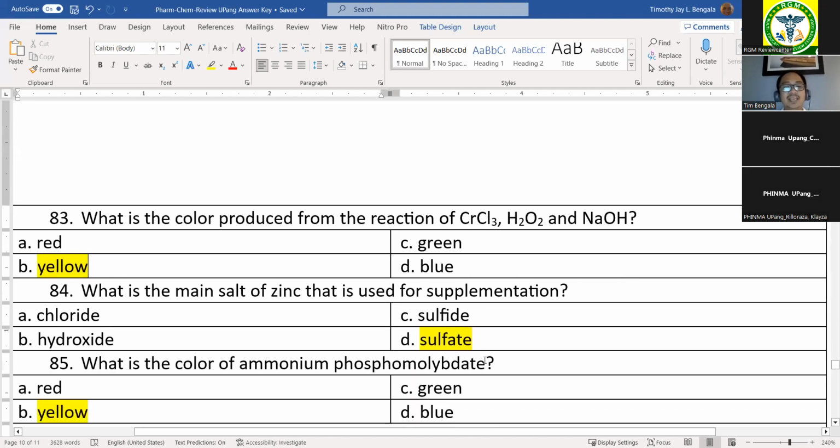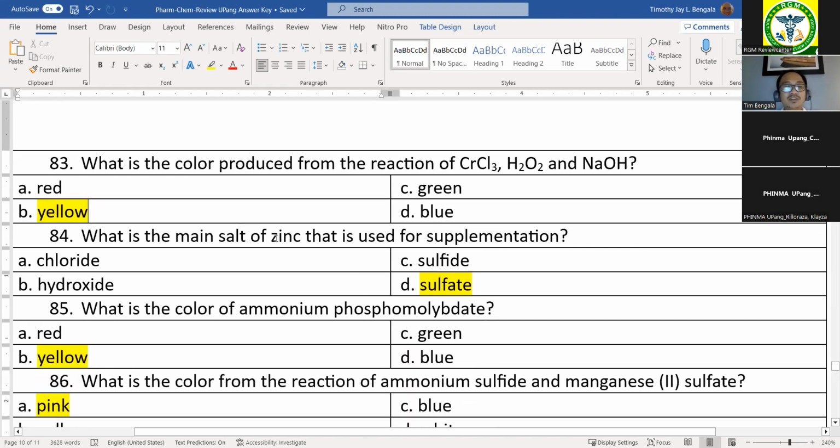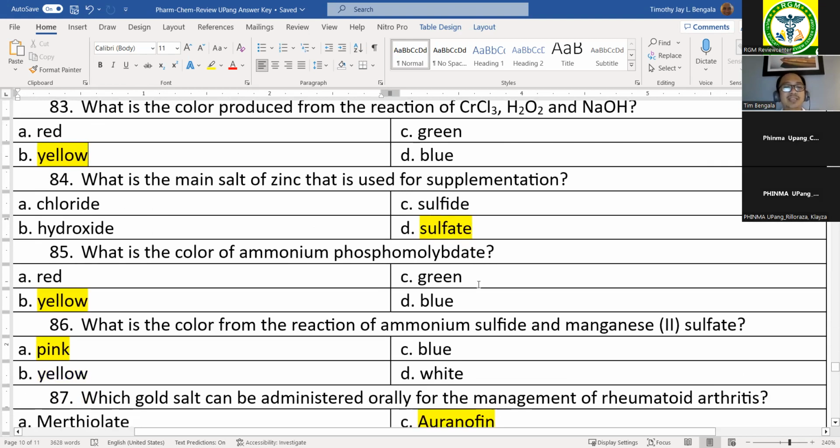Okay. Next, 84. Main salt used for supplementation, sulfate. Chloride, hindi. Hydroxide, hindi. At sulfide, lalo nang hindi. Okay, ito yung for topical administration. Chloride ay topical din. For zinc hydroxide, ito yung tawag dito, antacid. Pero yung sulfate, yung ginagamit for supplementation.